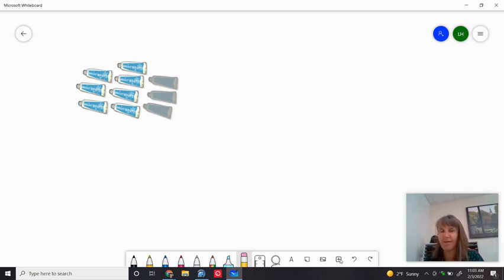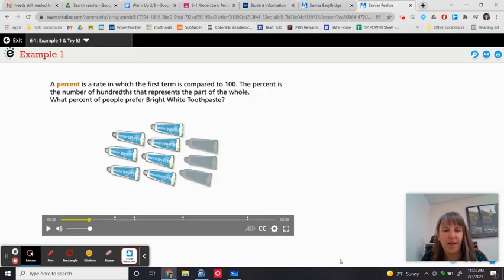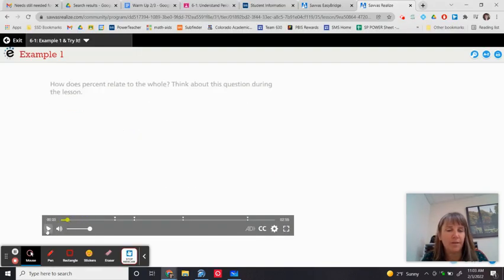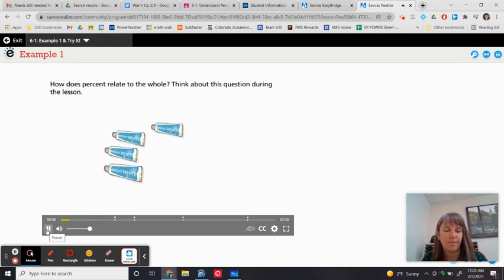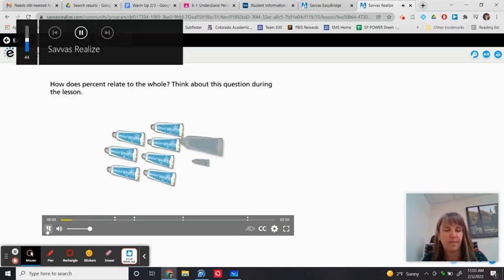So pause the video, grab a piece of paper. We're going to take some notes on percent. While you're doing that, I'm going to write this right here. This is going to be my note page over here, percent. And what we did in class while you were gone is we started with this right here. How does percent relate to the whole? Think about this question during the lesson.